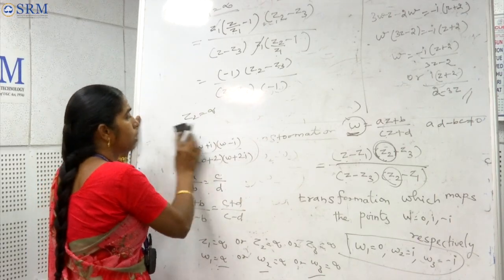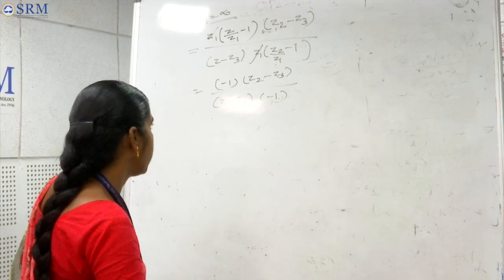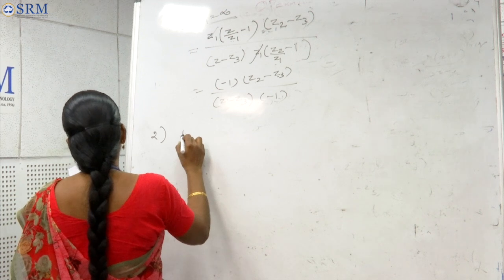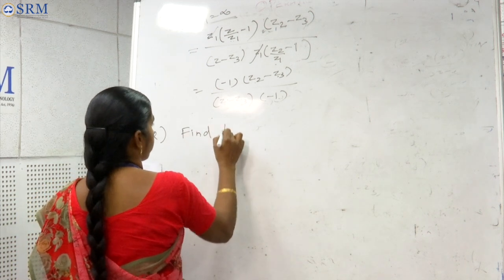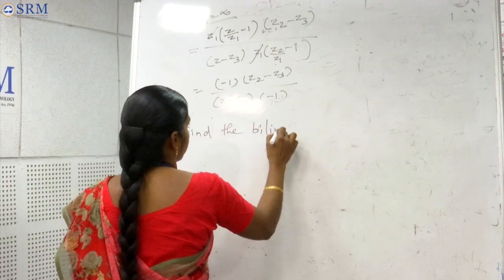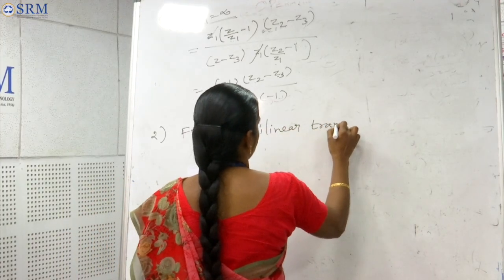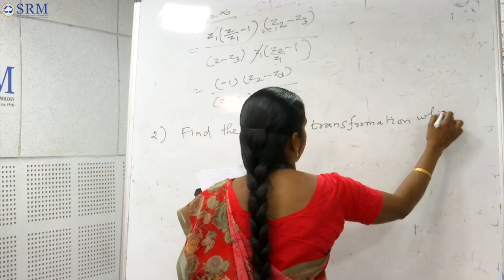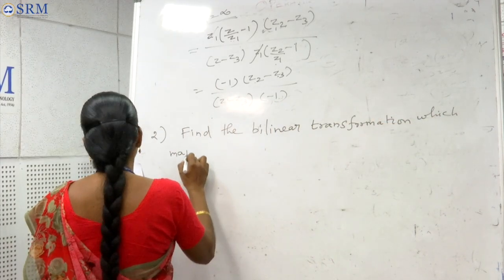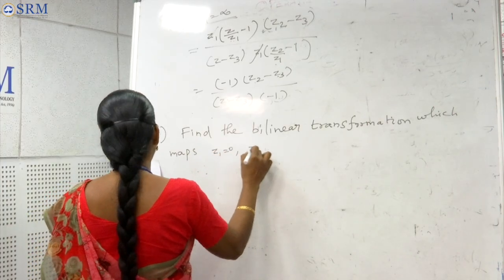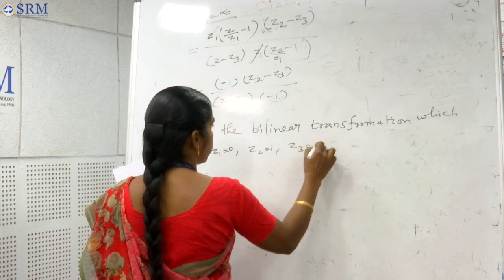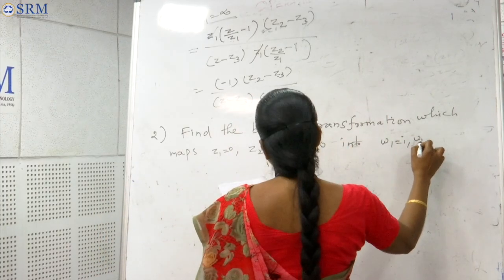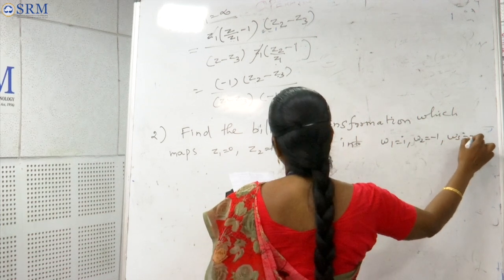So now one problem based on that model, a problem based on infinity. The second question is: find the bilinear transformation which maps Z1 equal to 0, Z2 equal to 1, Z3 equal to infinity into W1 equal to i, W2 equal to minus 1, W3 equal to minus i respectively.